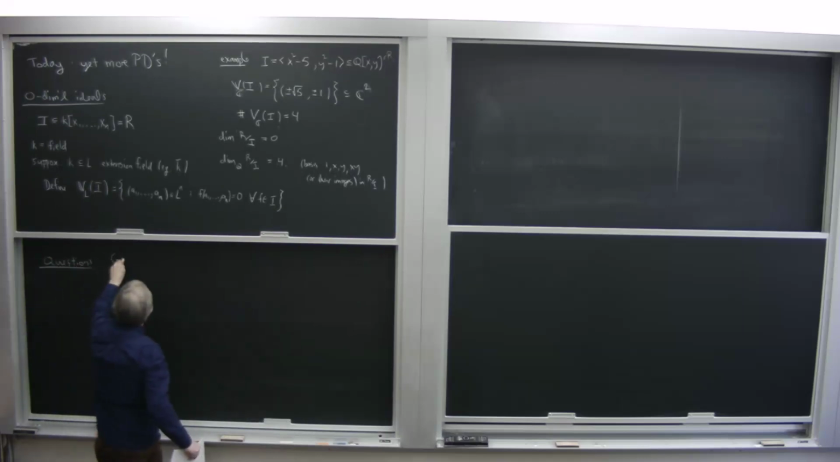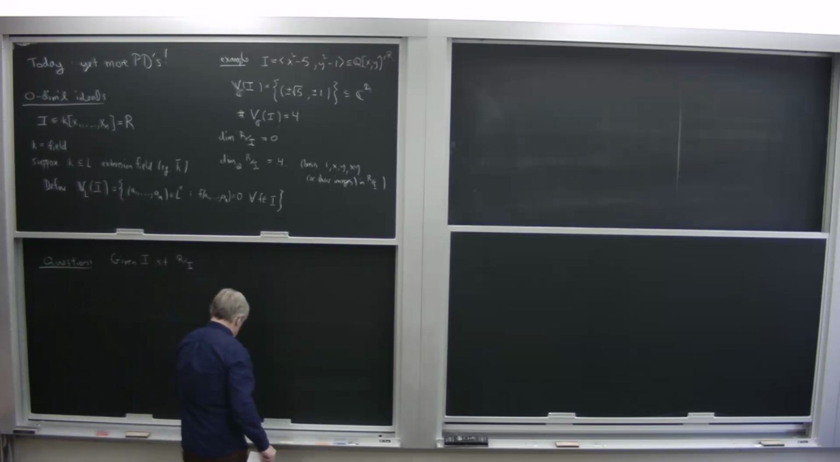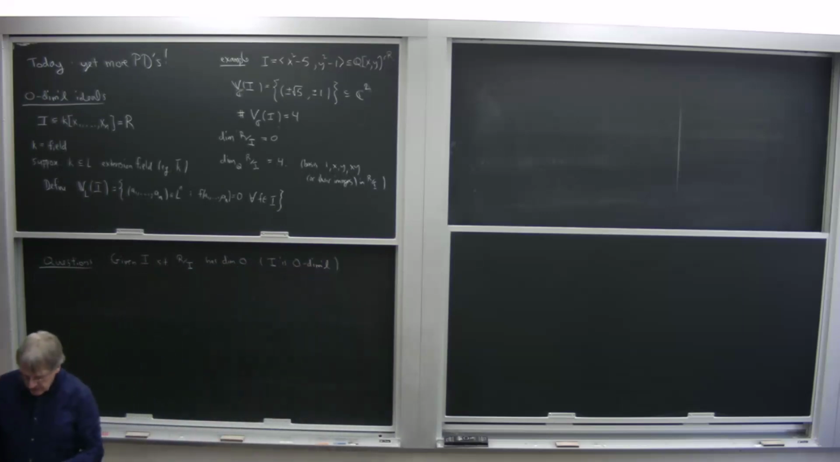Okay, so we're given I such that R mod I has dimension 0. Full dimension 0, i.e. I is 0 dimensional. Okay. Those are synonymous to each other.